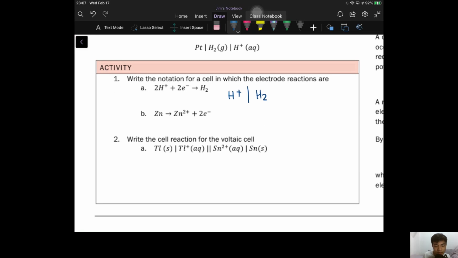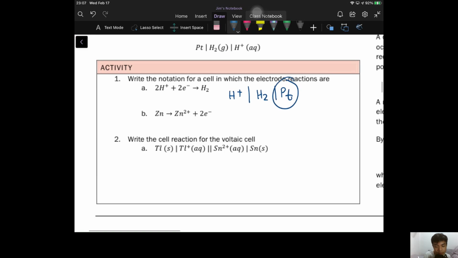Since this is reduction reaction, yung catalyst mo ay nasa right side. Pag yan ay oxidation, excuse me, pag yan ay oxidation reaction, nasa left side yung catalyst. So again, nasa left side kapag anode, nasa right side kapag cathode, no? So this time nasa dulong right, no? Kasi cathode to. So this is the notation for the cathode electrode.